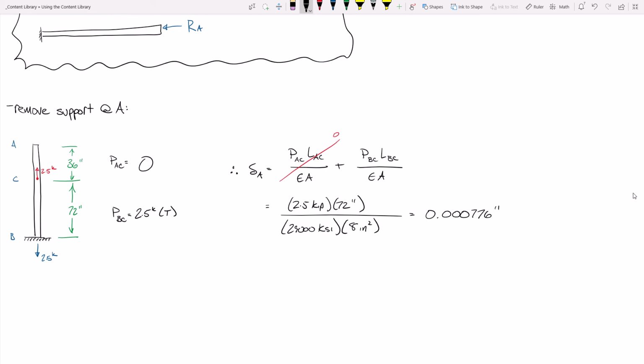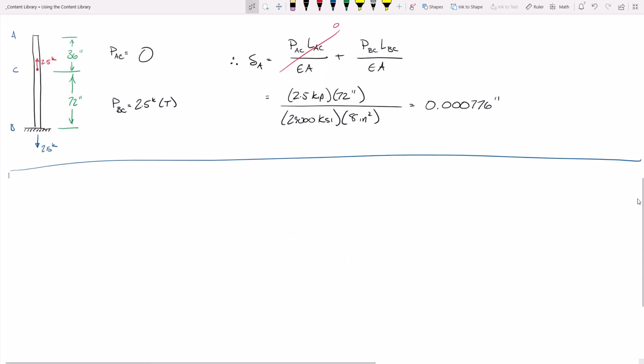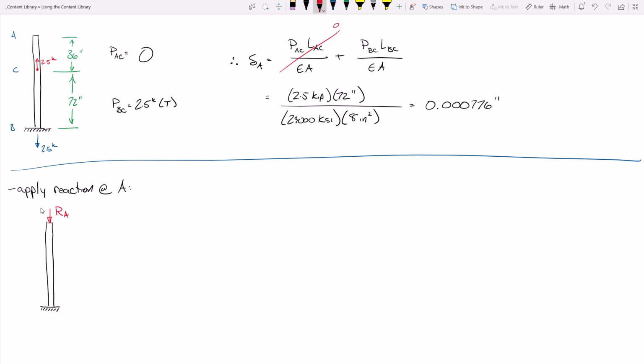That make sense? So now we need to figure out how much load would cause it to move back down that much. With me so far? So now we're going to do a completely separate analysis problem. We're going to apply the reaction at A. Now, I don't know how much that reaction is, so we'll call it RA. I have no idea what the magnitude is. But I know the following.